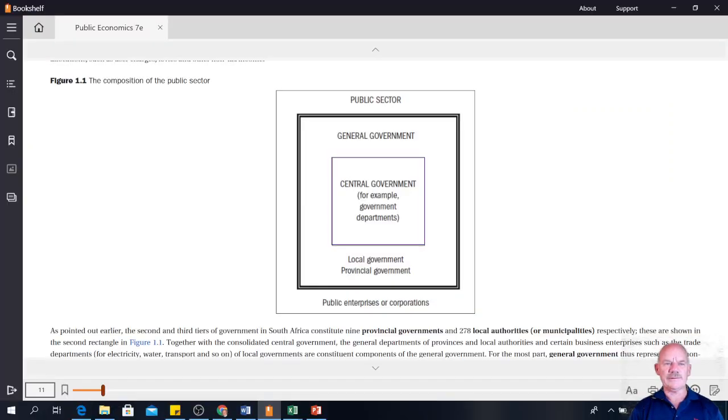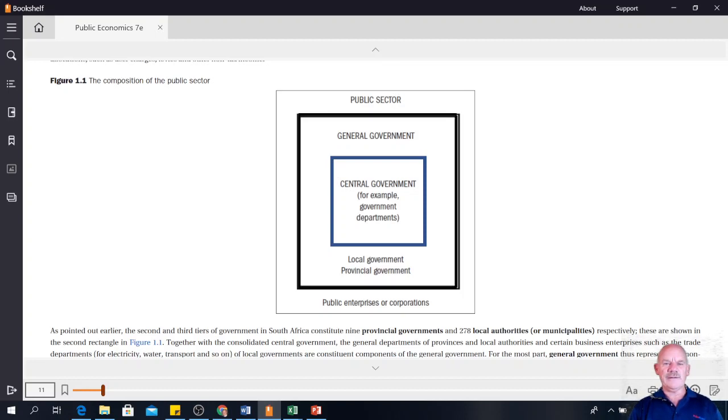So you should have a look at figure 1.1 and distinguish between the definitions of central government, which is just the national government with all the government departments such as the National Treasury, which is the one that we will focus on the most. We will also have a look at the Department of Social Development, because transfers, as you'll see today, is a big component of government expenditure.